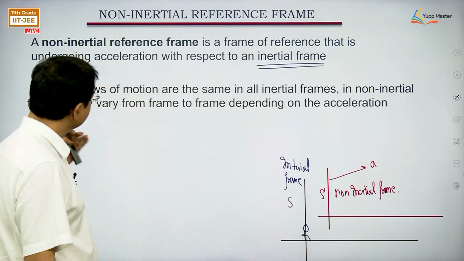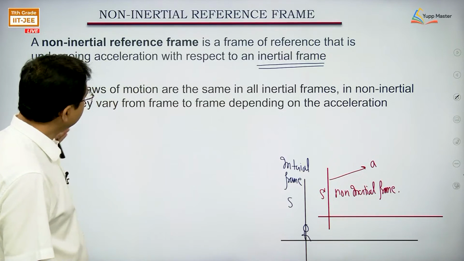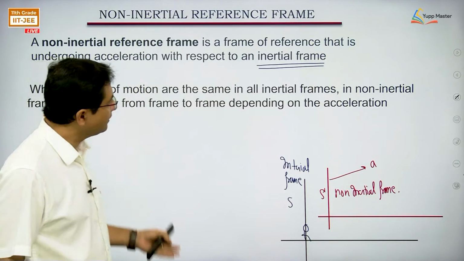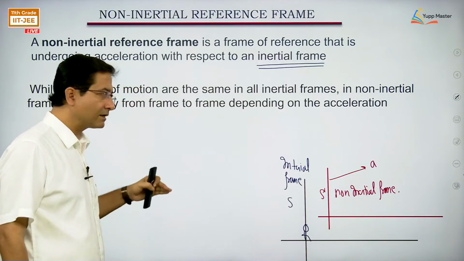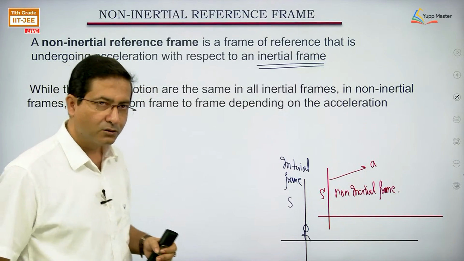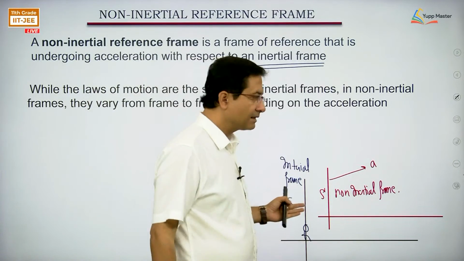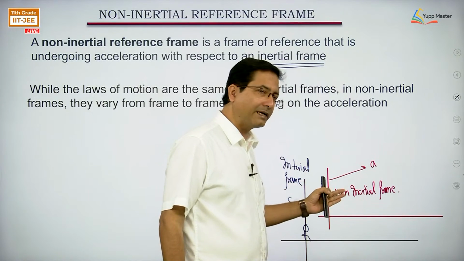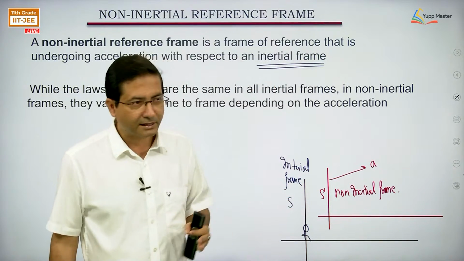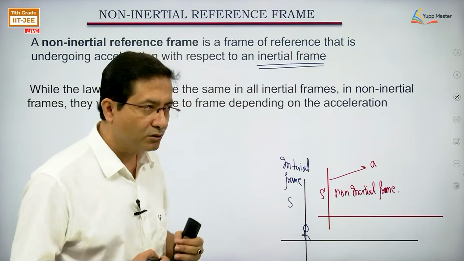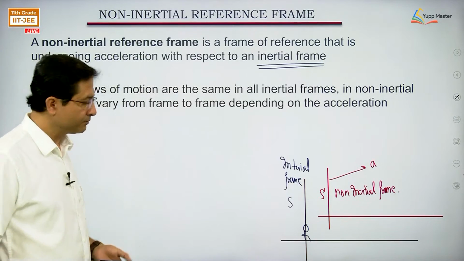Second point: while the laws of motion are the same in all inertial frames, in non-inertial frames they vary from frame to frame. This we will understand later, right? The laws of motion that we apply from an inertial frame, we won't get in the same format if we apply them from a non-inertial frame. Or I can say non-inertial frames are those frames where Newton's laws are not directly valid, right?